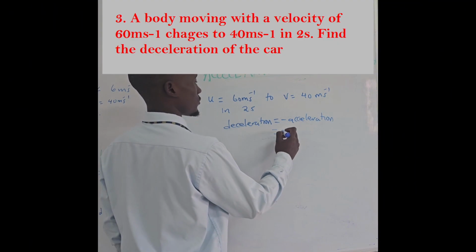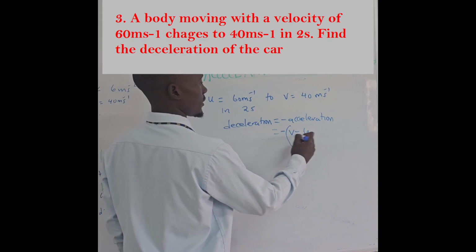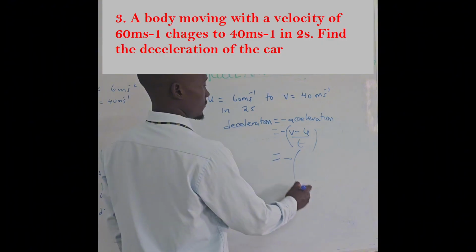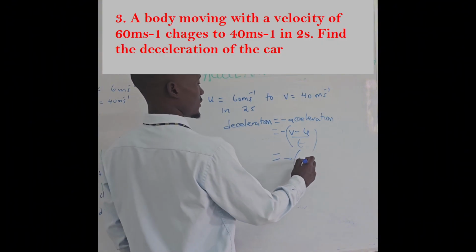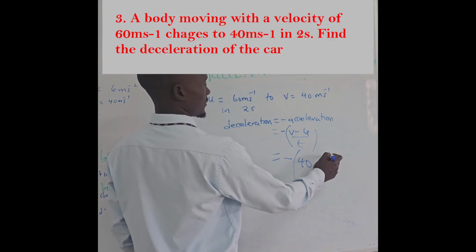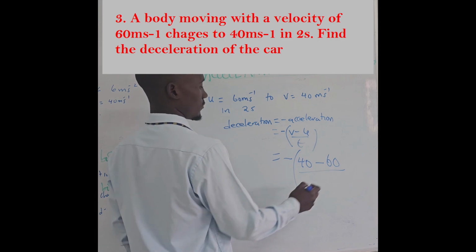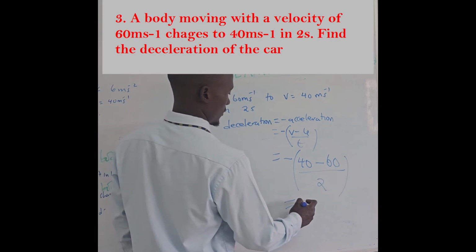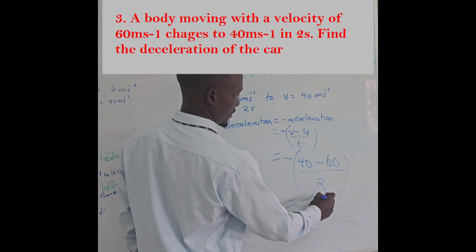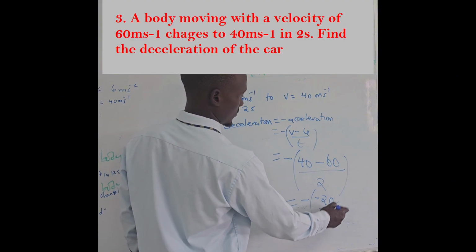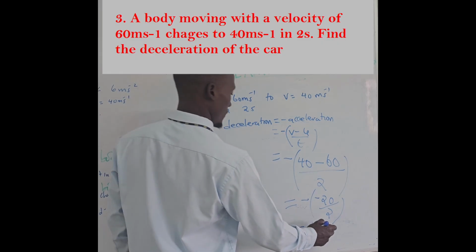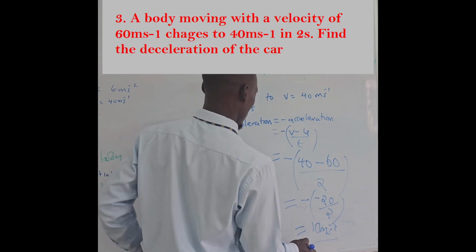And this is going to be negative of v minus u over t. This is the same as negative of 40 minus 60 over 2. And this is going to give us negative of negative 20 over 2. And this gives us 10 meters per second squared.